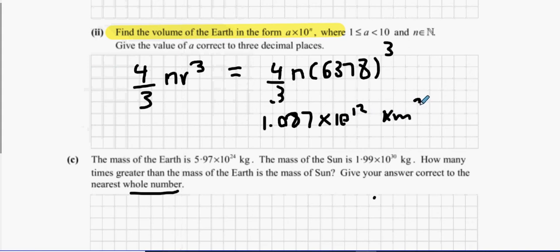Sorry, guys. Now, the mass of the Earth is this much. The mass of the Sun is a much bigger number. How do I know the Sun is a lot bigger than the Earth from these two numbers? Power of 30. Power of 30 is gigantic. Like, you can't even fathom how big it is, okay? Now, how many times greater than the mass of the Earth is the Sun?